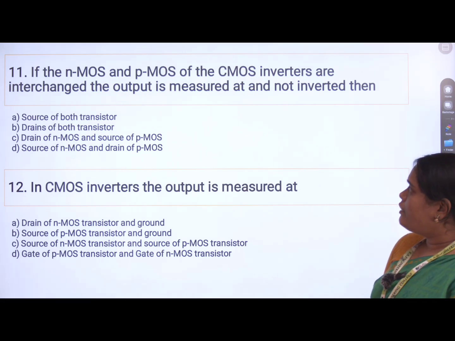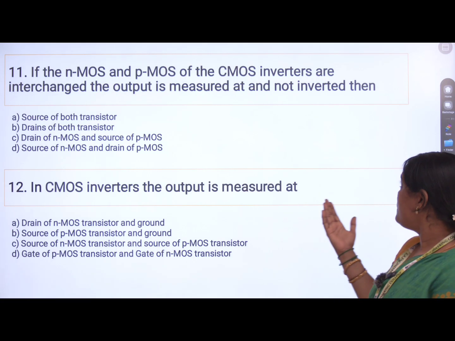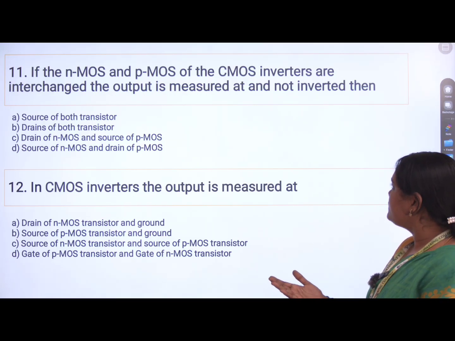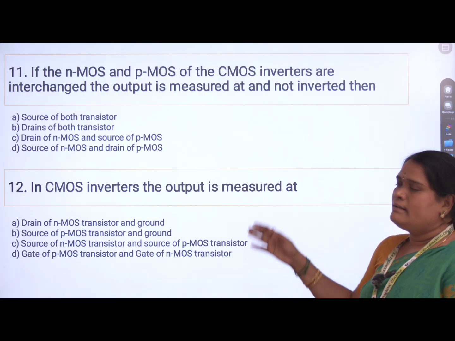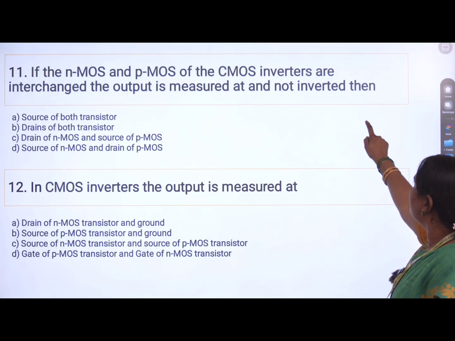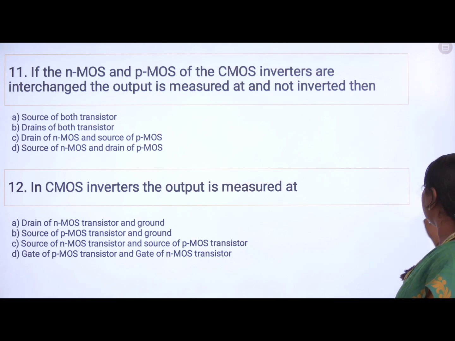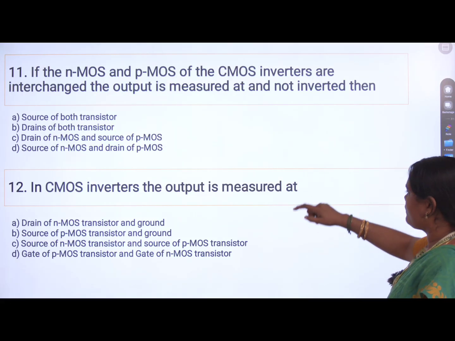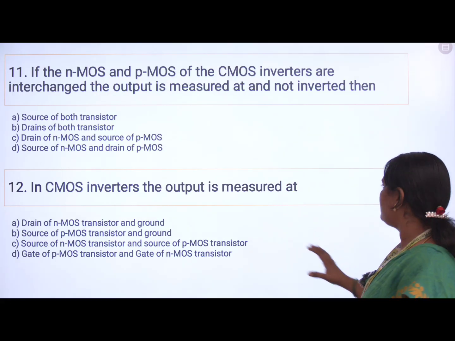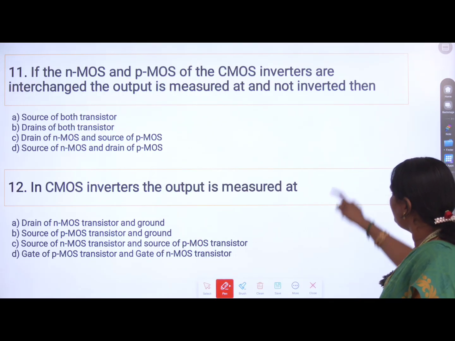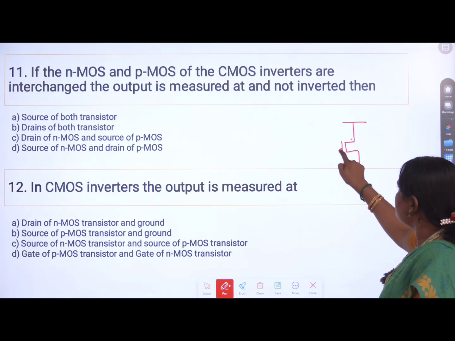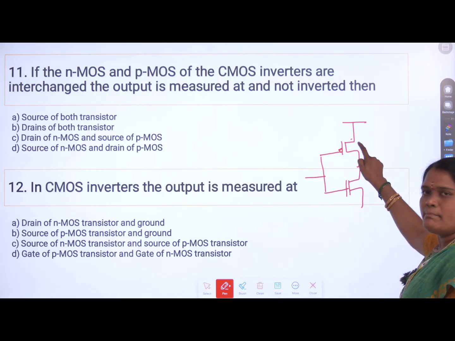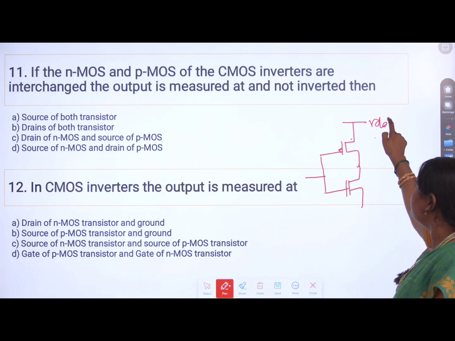Next question. If the NMOS and PMOS of CMOS inverters are interchanged and the output is measured at the non-inverted state, then the output will be, yes, before answering this question, we need to remember what the CMOS inverter structure is. So, we know very well, for a CMOS inverter, only one input, so that one PMOS and one NMOS is used for the design.